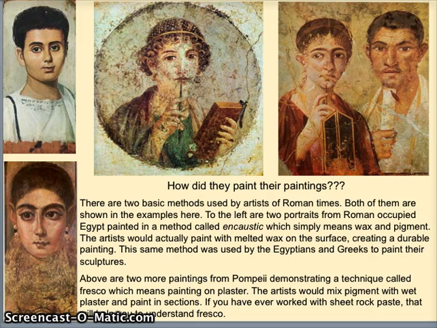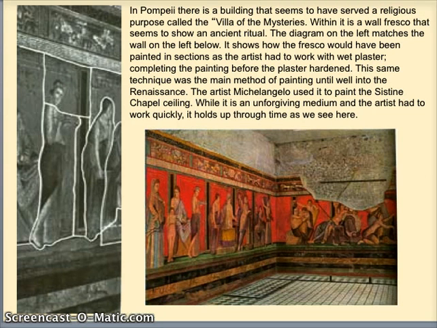Above are two more paintings from Pompeii demonstrating a technique called fresco, which we have discussed before. And fresco simply means painting on plaster. To do this, artists would mix pigment with wet plaster and paint in sections. Now, if you've ever worked with sheetrock paste, that could give you an idea of what this is like. Now, it's interesting to note that fresco is also how Michelangelo painted the Sistine Chapel ceiling, how a lot of art of the Renaissance was painted.